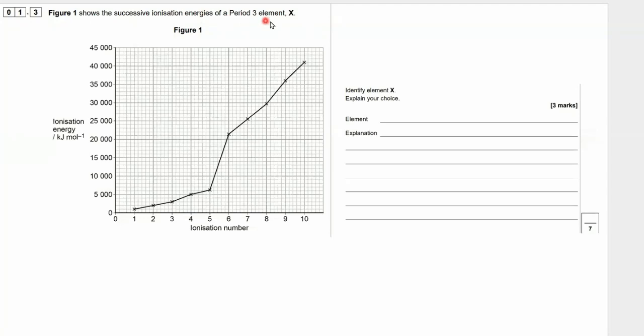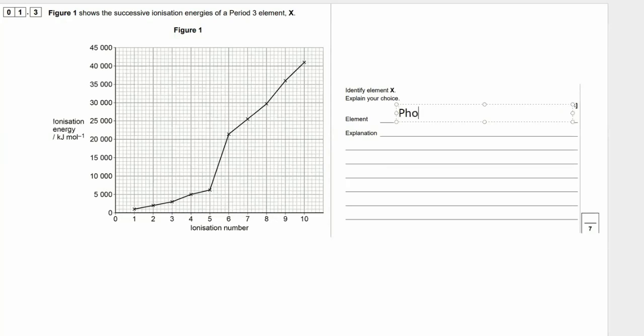Okay, 1.3. Figure 1 shows the successive ionization energies of a period 3 element X. We've got ionization energy on the y-axis, and on the x we have ionization number. We can see the first 5 electrons are removed with a steady increase in energy, so they're all from the same shell. Whenever you get a huge increase, like you see here between 5 and 6, that means you're breaking into a new energy shell, not orbital, not subshell, but a completely new quantum shell.